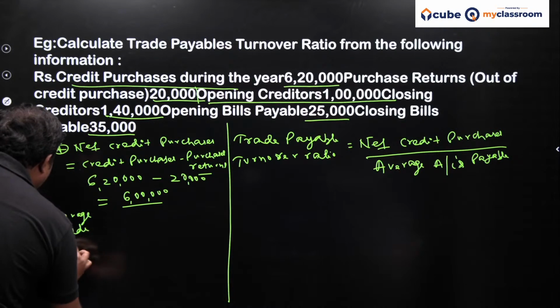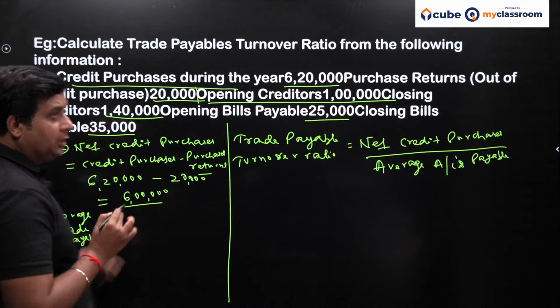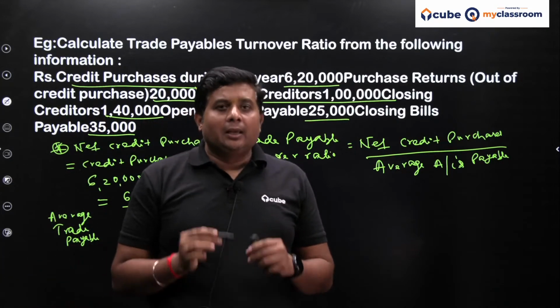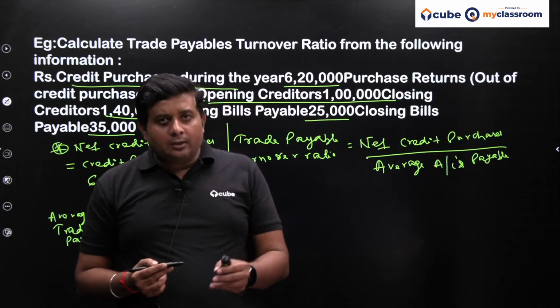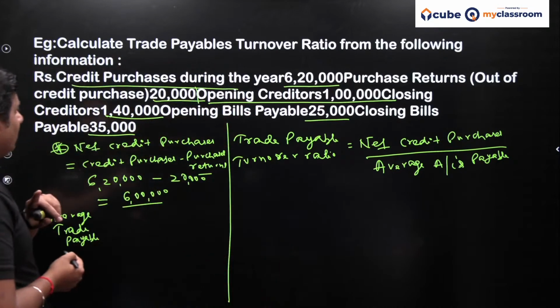So what is the formula for the same? As I mentioned, opening trade payable plus closing trade payable divided by 2. When I say opening trade payable, it means opening creditors plus opening bills payable plus closing creditors plus closing bills payable divided by 2, right? So they have given you all the information.